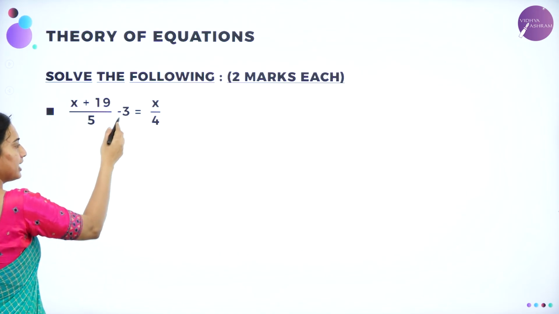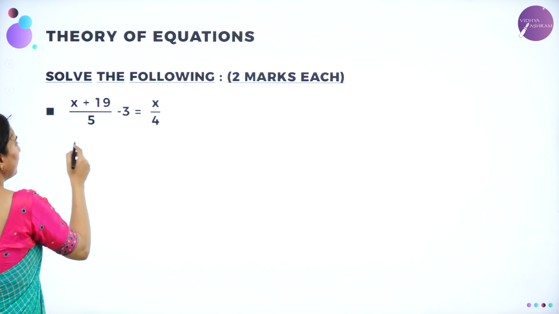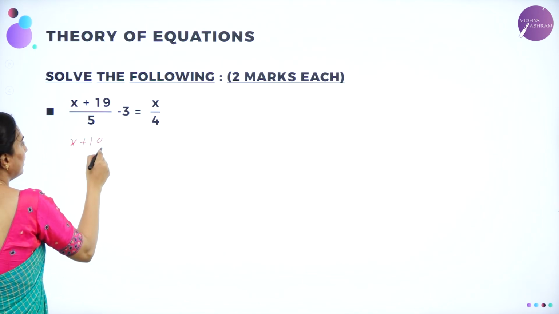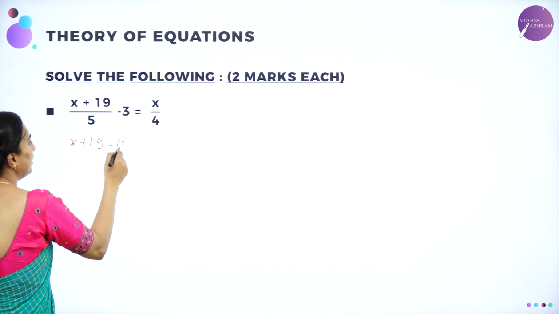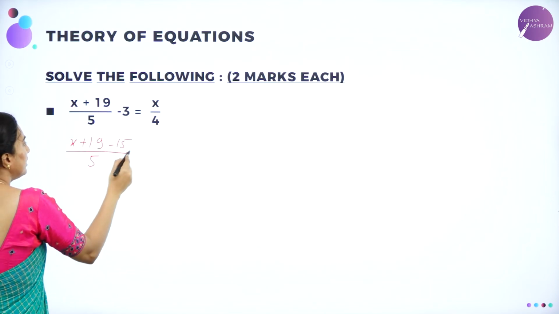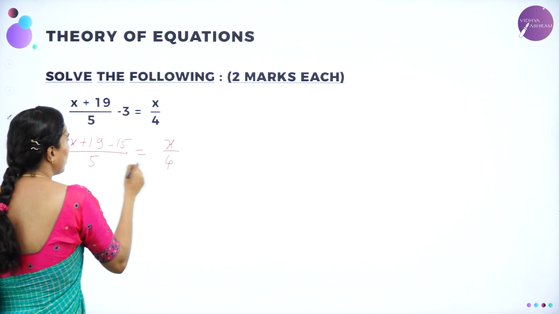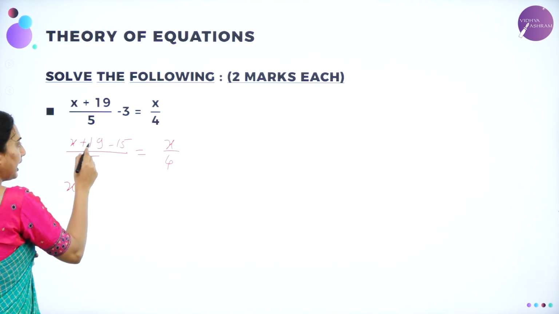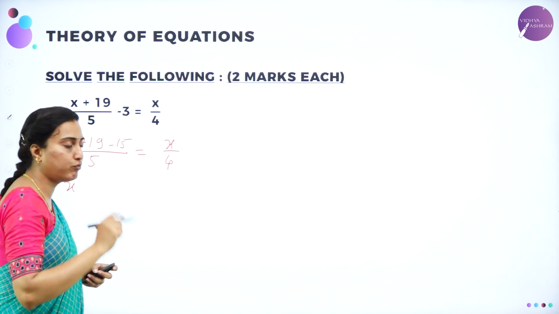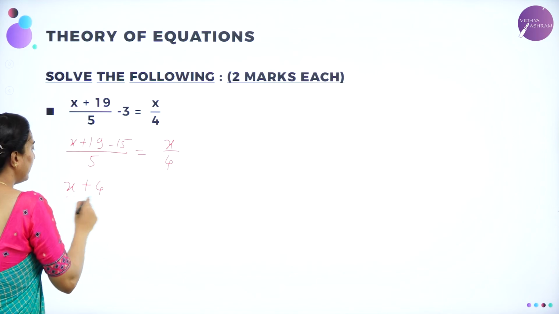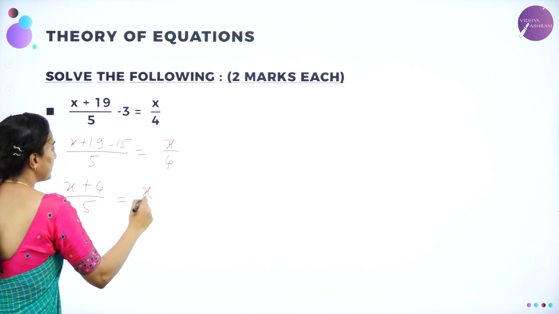Take the LCM here as in the last case. 5 3s are 15. So x plus 19 minus 15, divided by 5, is equal to x by 4. Solve the numerator. x plus 19 minus 15 gives you plus 4. So (x plus 4) divided by 5 is equal to x by 4.